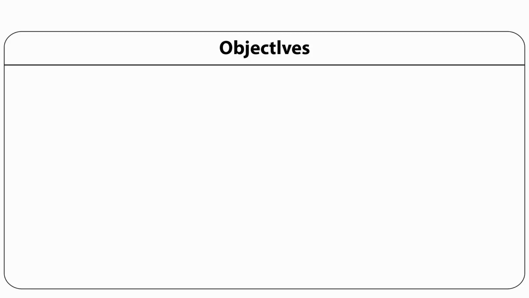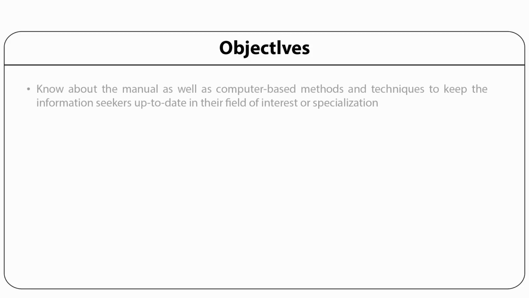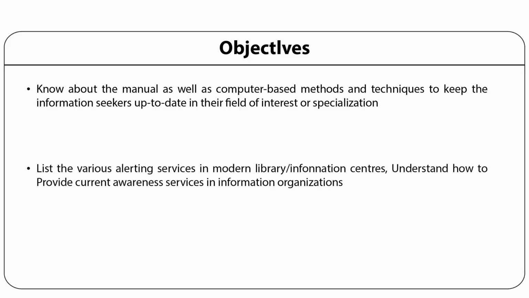The objectives are to know about the manual as well as computer-based methods and techniques to keep the information seekers up to date in their field of interest or specialization, to list the various alerting services in modern library information centers, how to provide current awareness service in information organizations, and to understand how to save the time of the user.